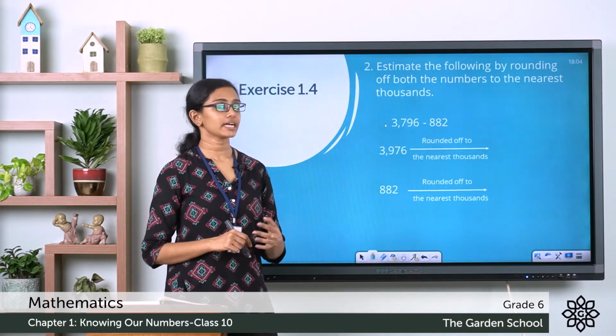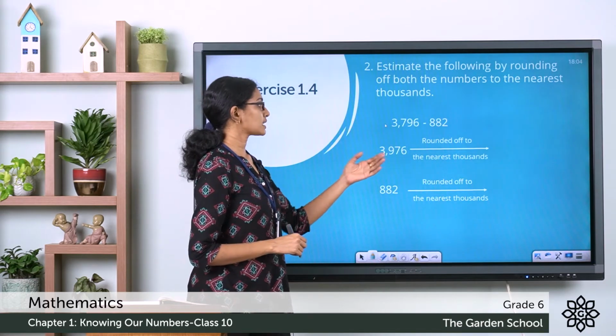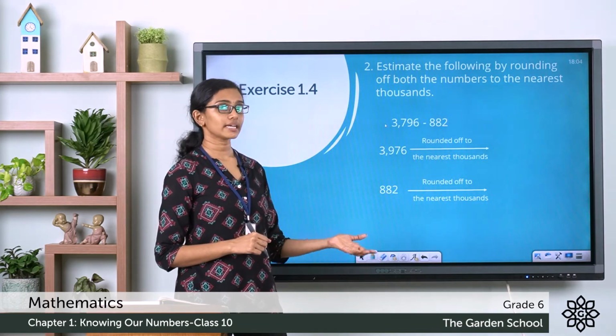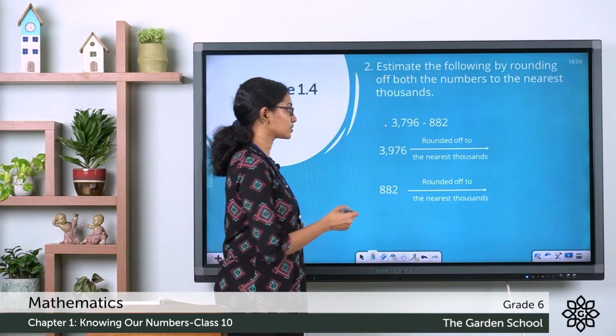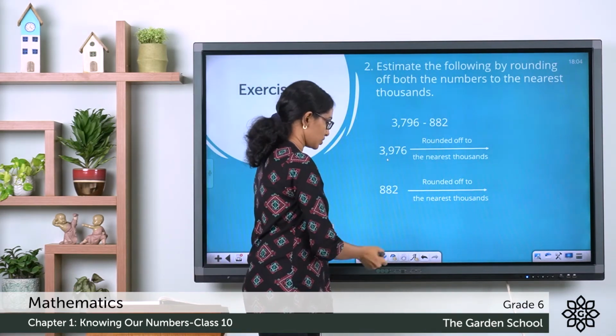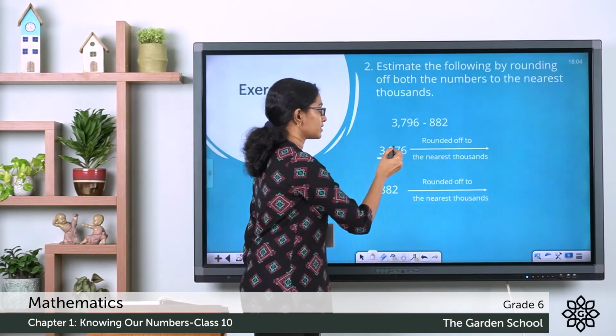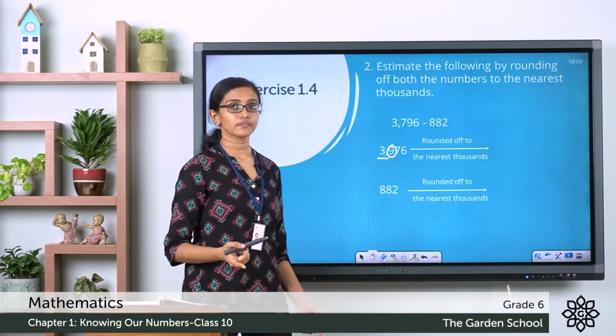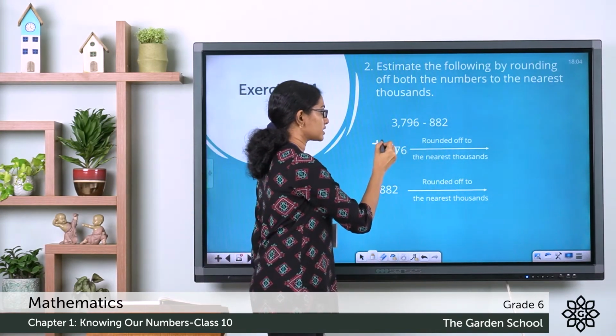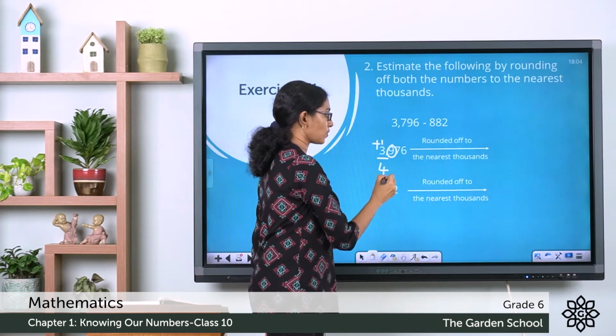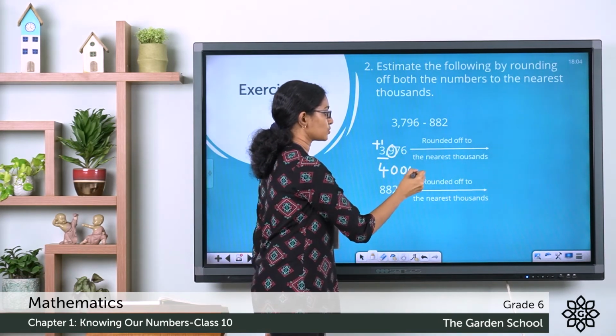3,796 minus 882. So this number here, let's see what you get when you round it off to the nearest thousands. The rounded digit, which is the thousands digit, is 3. And to the right you have 9, which is more than 5. So add 1 to the rounded digit. So this 3 becomes 4. To the right the digits are changed to zeros.